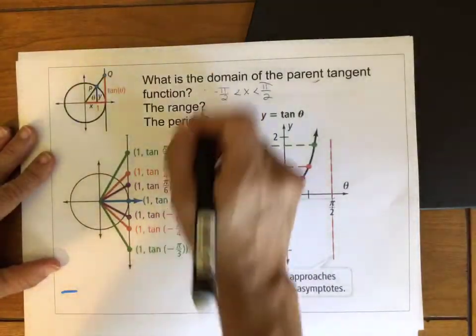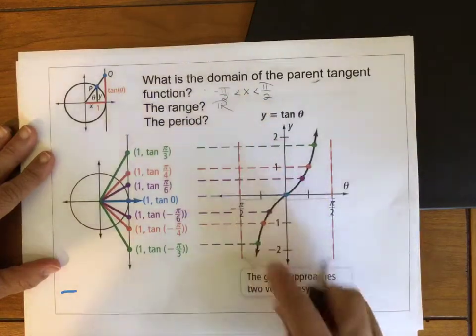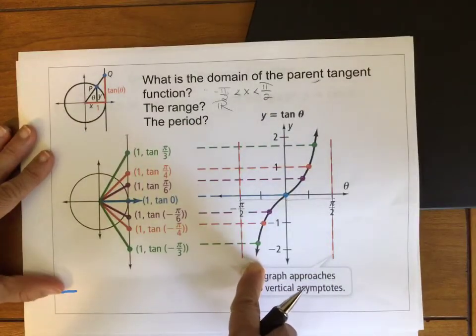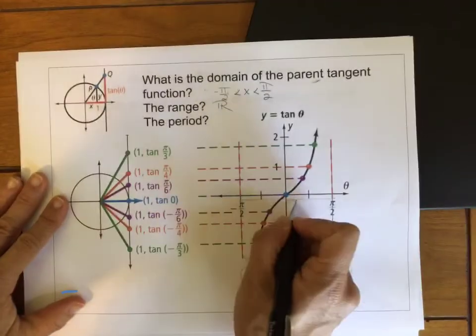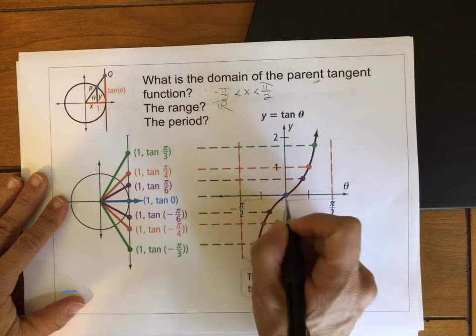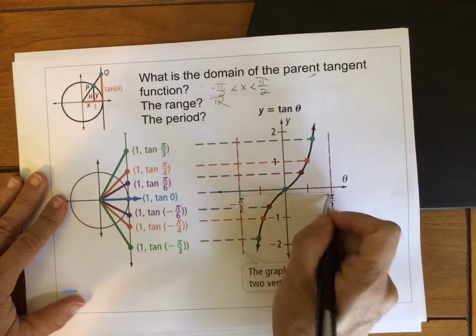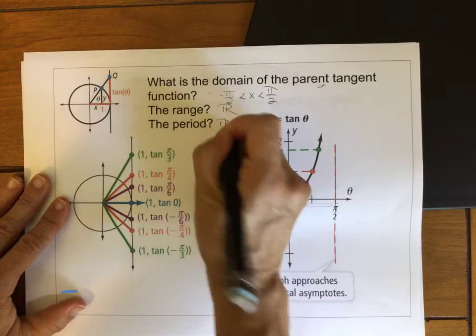The range is all real numbers because notice it goes down to negative infinity all the way up to positive infinity. And the period, this distance here is pi over 2 plus another pi over 2, so the period is pi.